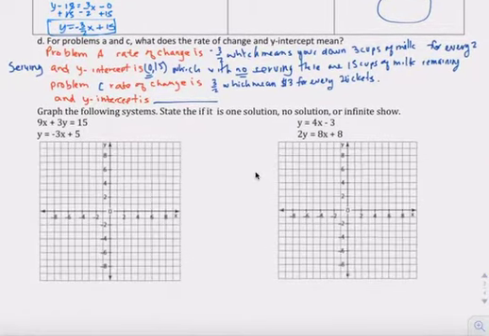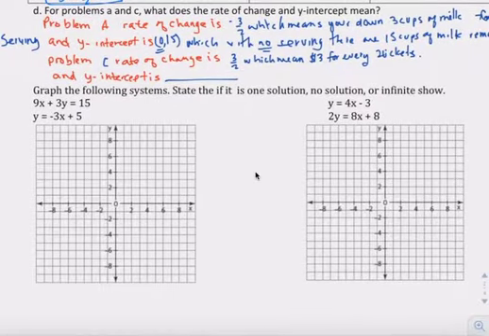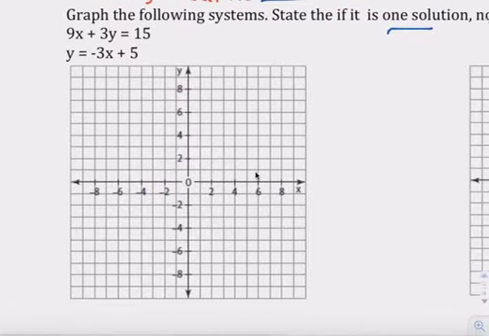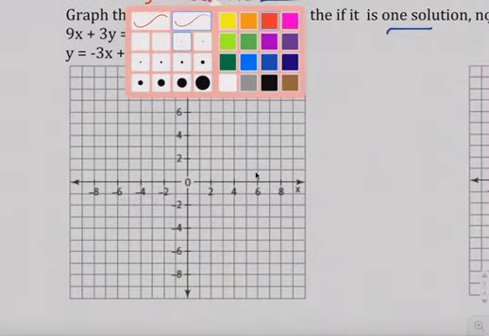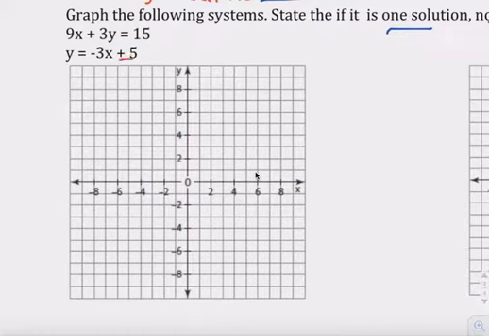Graph this following system. State if it's one solution, no solution, or infinite solution. Show your work. I didn't do these ahead of time, so this is the y-intercept to go over, and that means down 3, right 1. Okay, down 3, right 1, and then you go the other way. You draw your graph. And the other one, you need to solve for the y-intercept to graph this.